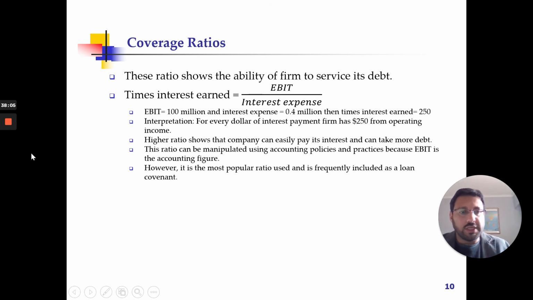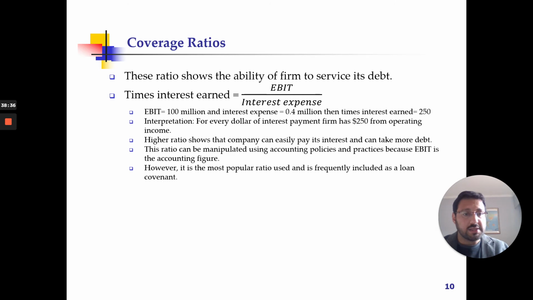Finally, we are moving to the coverage ratio. Under the leverage ratios, we have three main ratios. The debt ratio, and there are two versions of debt ratios. Then we had the total debt to equity ratio. And finally, in the previous one, we saw the debt to total capitalization ratio. So those three ratios are under leverage ratios. Now we have coverage ratios.